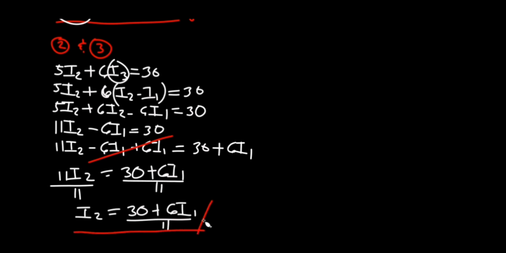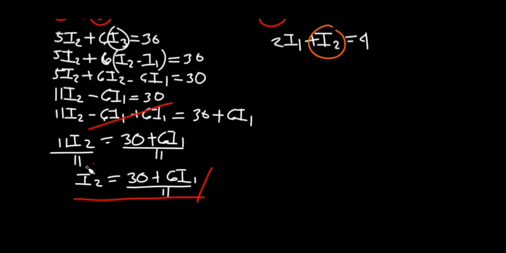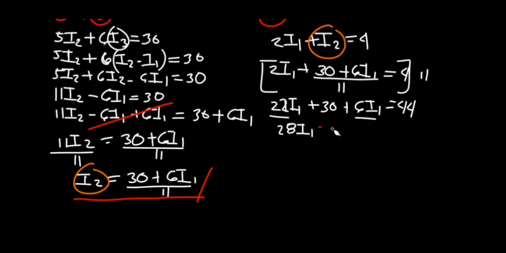Then use this in equation number 1. So 2I1 plus the value of I2 here, which is 30 plus 6I1 all over 11, then equals to 4. Multiplying 11 on both sides. 22I1 plus 30 plus 6I1 equals to 44. Adding similar terms, 28I1 equals to 14. Dividing both sides by 28. Then I1 will be equal to 0.5 amperes.